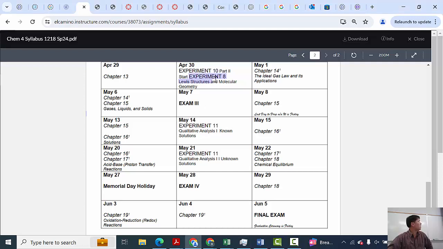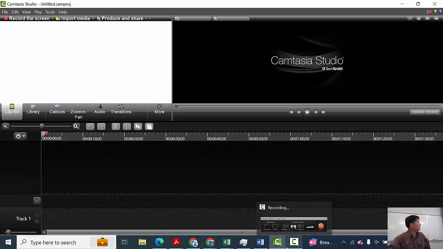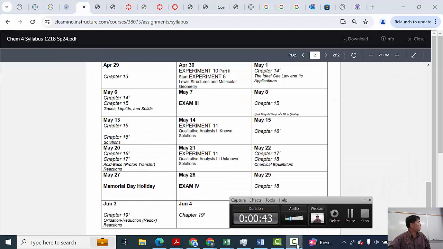So this is week 12. We're still on chapter 13 here, so a little bit behind. But tomorrow I had exam 3 scheduled, but what we're going to do is experiment 8 tomorrow. Experiment 8 deals with Lewis structures and molecular geometry. So just take a look at that experiment, and then we'll have exam 3 on Wednesday.